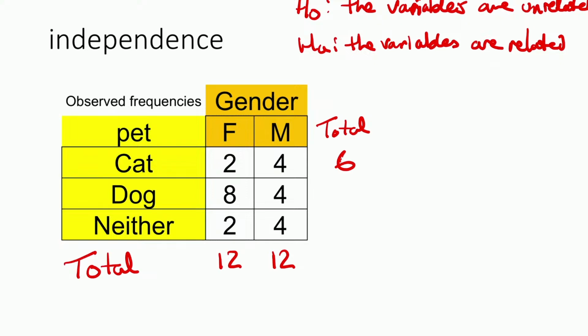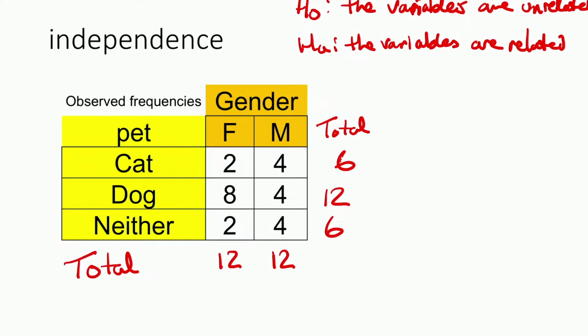Yeah. If there's no relationship between gender and pet, you would expect 3 and 3. Of course, because of random chance, we might have 2 and 4. That's not out of the realm of possibility. But if you have 6, you would expect it to be 3 and 3. In the same way, since there are 12 dog people in here, you would expect that to be 6 and 6. And with neither, there's 6 neither people, that's 3 and 3 as well. That's what you would expect.